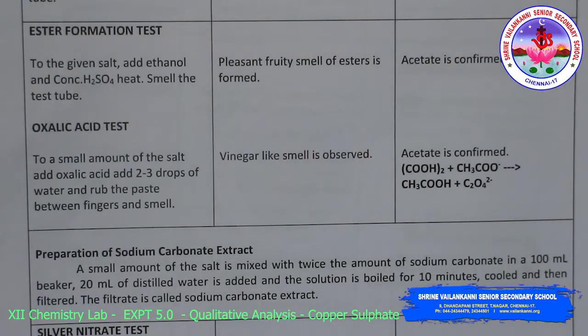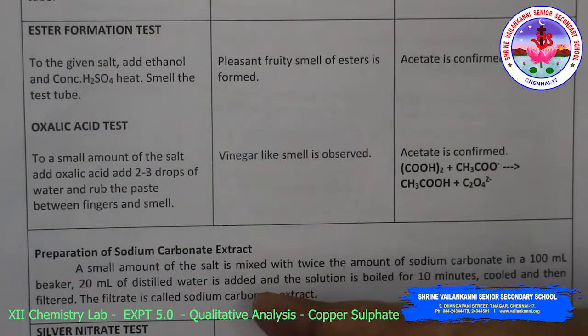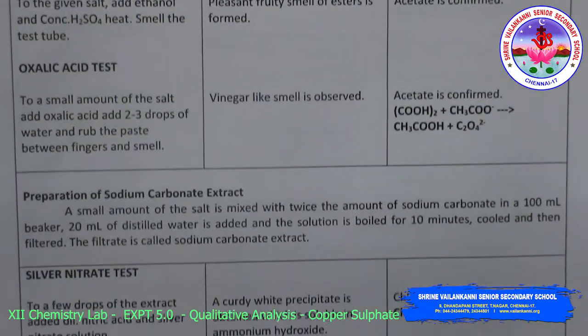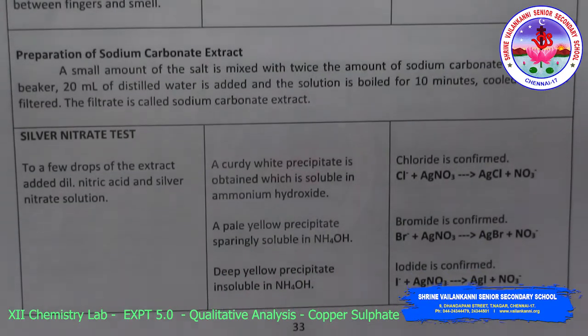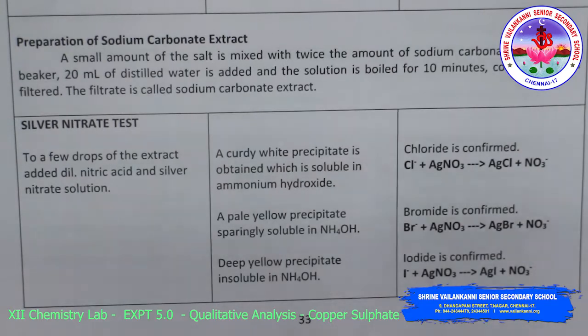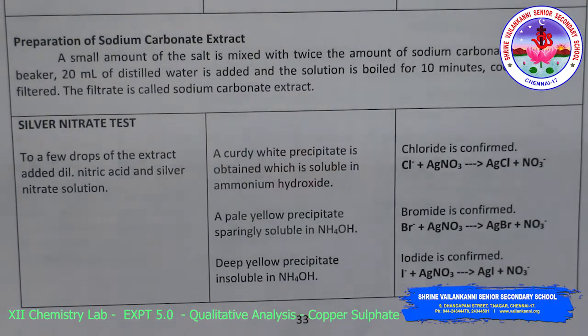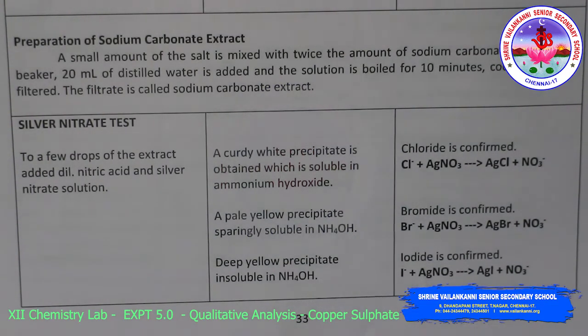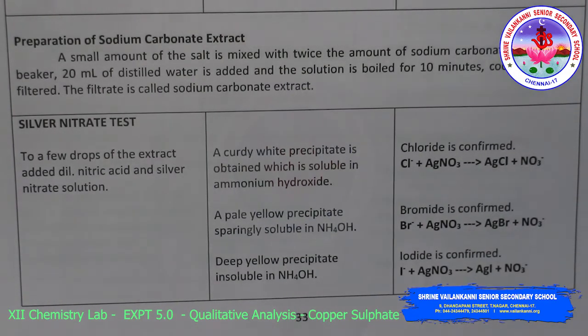Then the next thing is a very important one, preparation of sodium carbonate extract. It is very helpful to identify the acid radicals. How to prepare the sodium carbonate extract? Mix a small amount of salt with twice the amount of sodium carbonate in a 100 ml beaker, add 20 ml of distilled water and boil the solution for a few minutes, then cool and filter. This extract is called sodium carbonate extract.